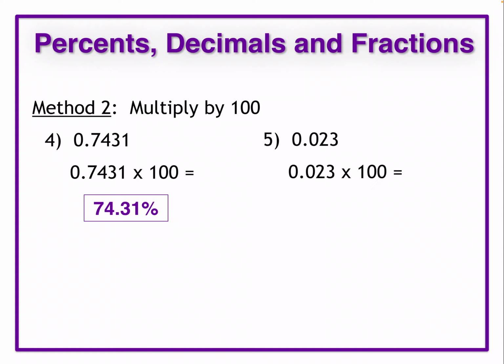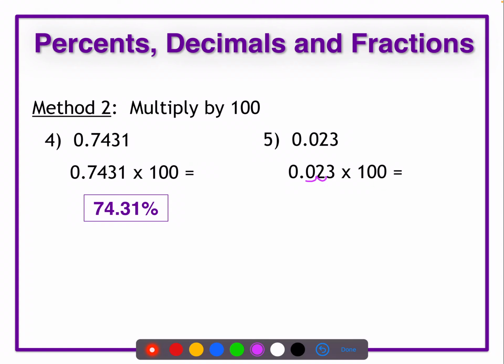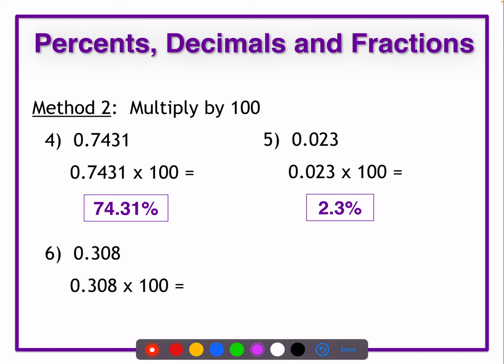Number 5, we have 0.023. That means we multiply by 100. So it means you move the decimal point 2 places to the right. So it'll be 2.3%. Number 6, 0.308. So it's 0.308 times 100. Again, you move the decimal point 2 places, so your answer will be 30.8%.